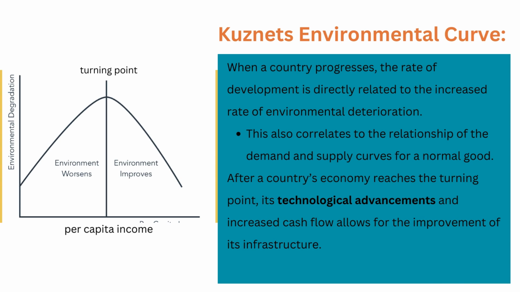Kuznets' environmental curve shows a parallel relationship between inequality and development. When a country progresses, the rate of development is directly related to the increased rate of environmental deterioration, until reaching the turning or tipping point where the degradation would naturally start to fall as per capita income increases.